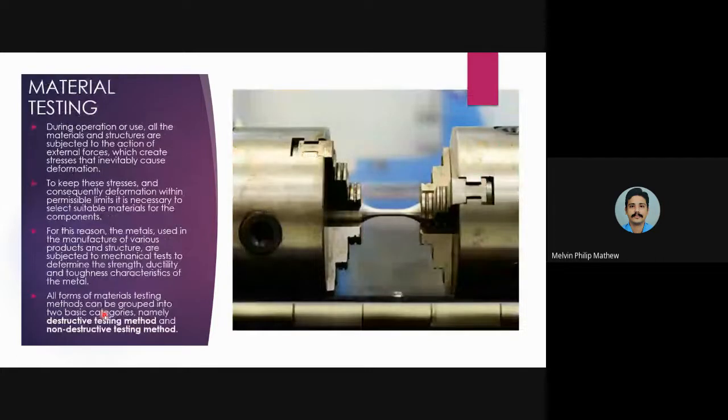So under material testing, we are looking for stresses, deformation, and permissible limits of the objects. So we will be doing various tests. So you can see here itself the material that is provided here is pulled apart to find where it will break.